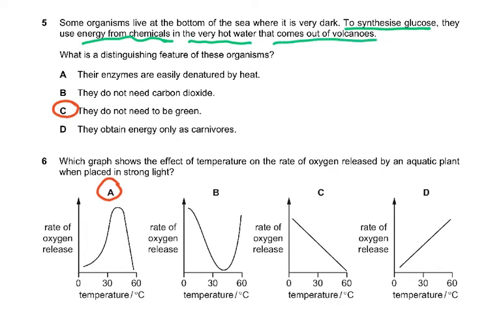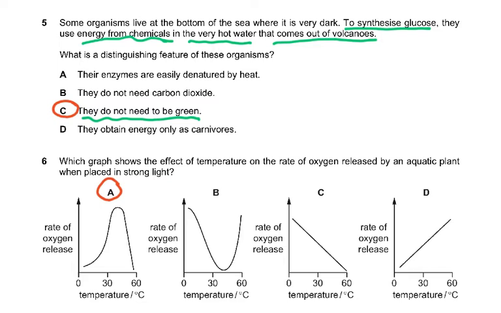What is a distinguishing feature of these organisms? Now, if they are not going to use light, they are not going to be green, because it's the chlorophyll pigment which absorbs light. So they do not need to be green, because at the bottom of the sea it's very dark. And to make glucose, they use chemicals. So it will be chemical energy to chemical energy. So they do not need to be green.